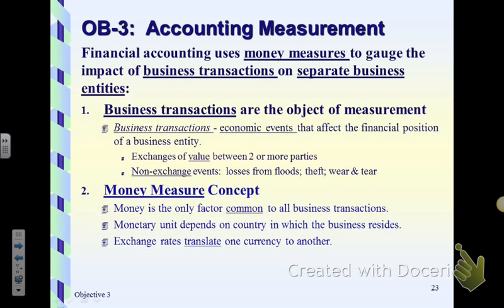And then we have the money measure concept. That is because money is the only factor that we can use as common to all business transactions. The monetary unit obviously depends on the country that you're operating within. To the extent that we're dealing with transactions between businesses across two or more countries, we're going to have to translate the currencies from one currency to another.